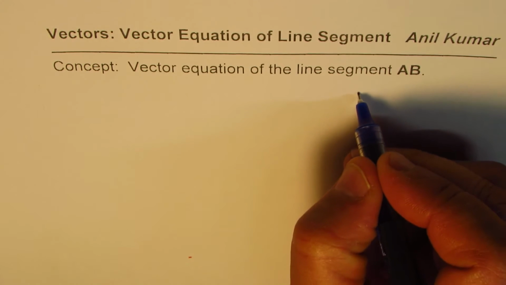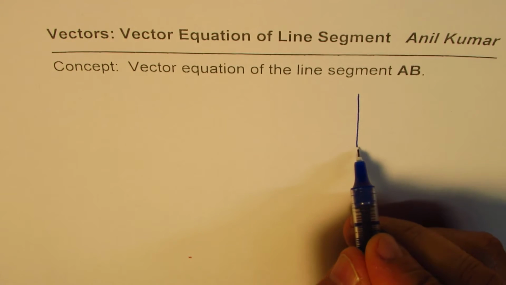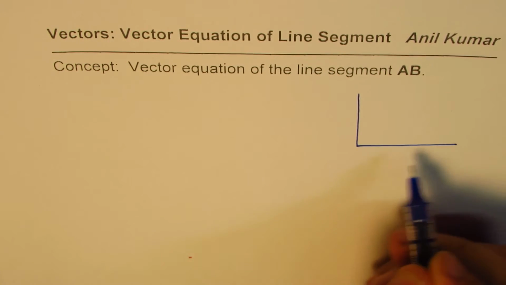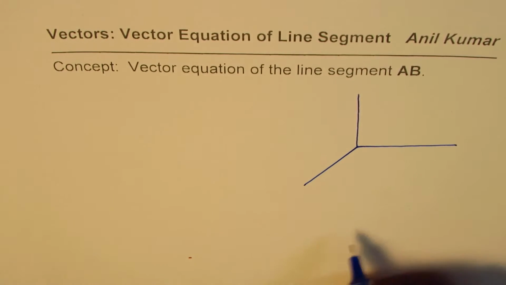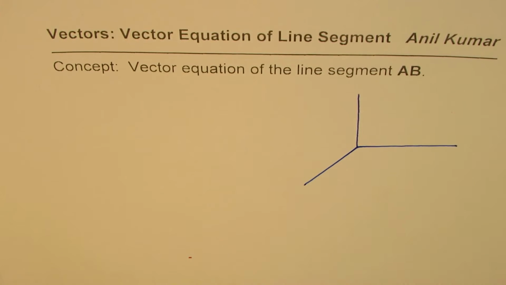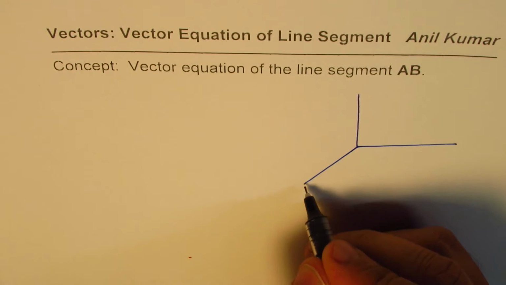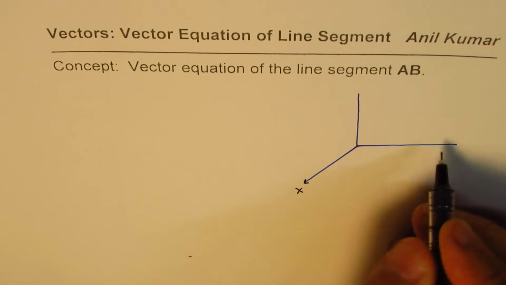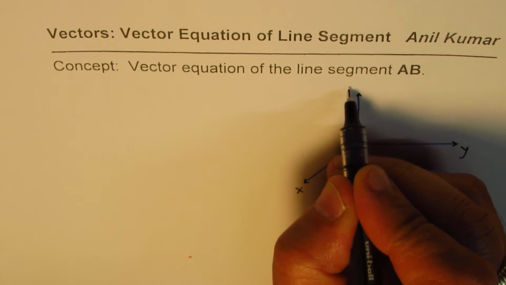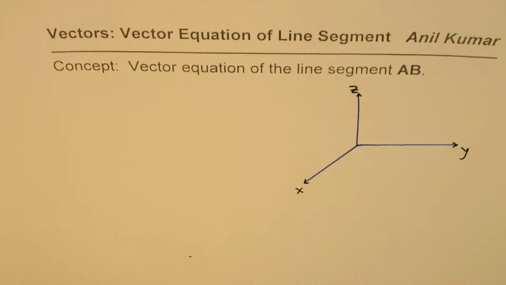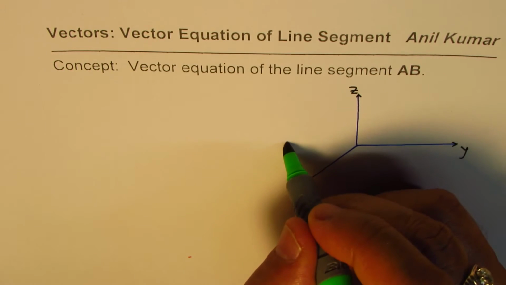So we can do it in R2 or in R3, but I'll take up this example as a very general example in R3, so 3 dimensions. So let us say that we have an XYZ plane here, and we'll consider a line in this plane. Let us say that the line is kind of like this.